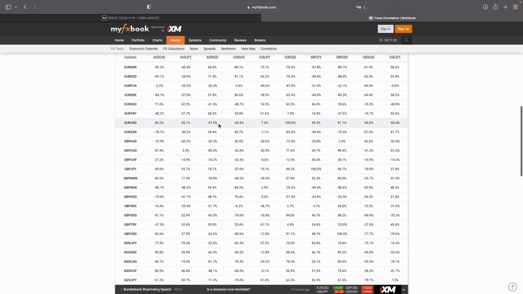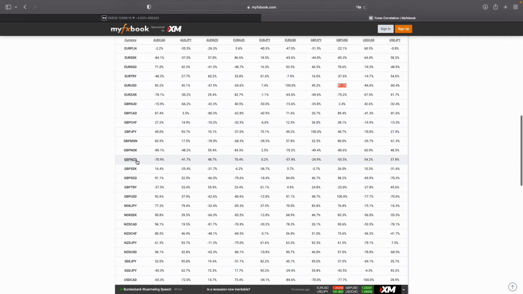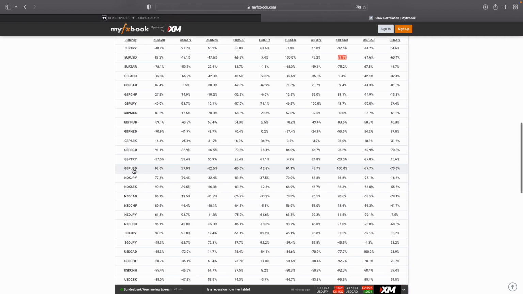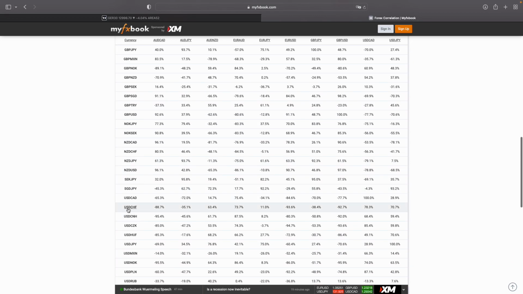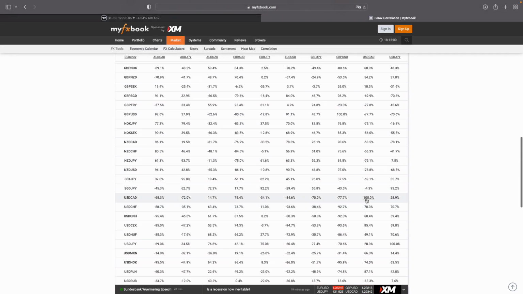Now the higher the correlation, so okay, that's Euro USD, so it's 100%. That makes sense. So the higher the correlation, you've got GBP USD as well. They've got a very positive correlation, but that's basically because you're trading both currencies against the dollar index as well. And you can see this basically with every pair there. GBP USD, if you look at Euro USD, they're 91.1.